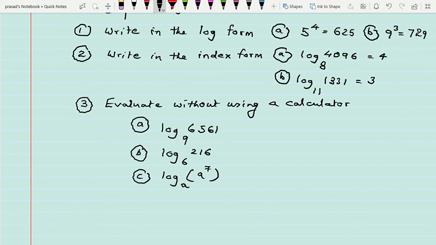Now keep it in mind that in part A, the base is 9, so surely 6561 will be some power of 9, which you can find on the calculator. Don't find the direct value of the logarithm on the calculator. Similarly, in the second case, 216 should be some power of 6. Okay. So try these problems and let me know your doubts.